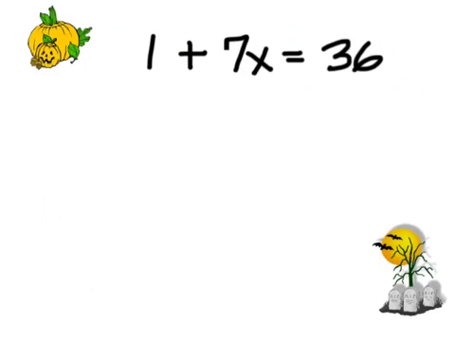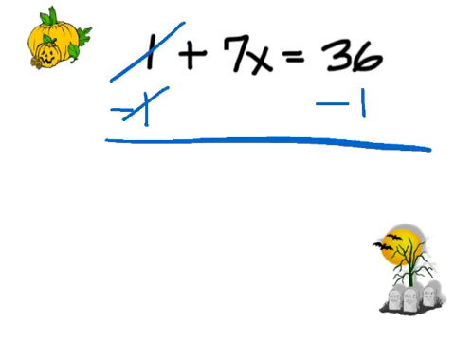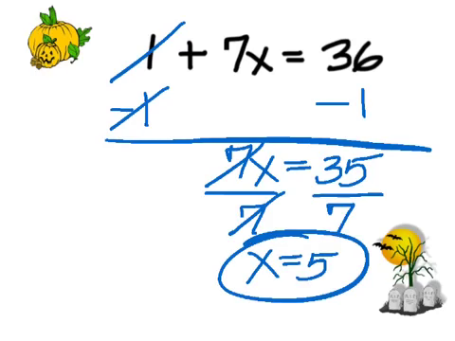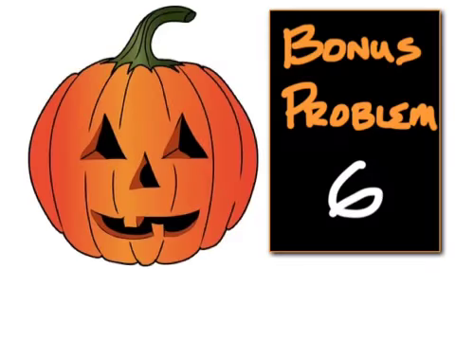Practice problem number 6. On the practice problem, subtract 1 from both sides. These cancel. You have 7x equals 35. Divide both sides by 7 and get an answer of 5.